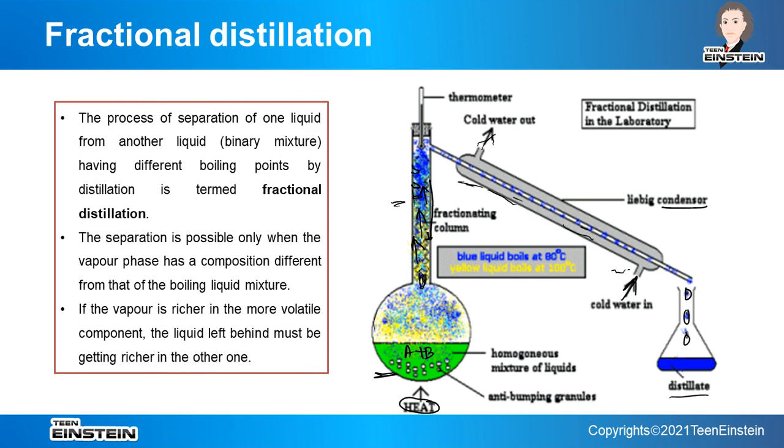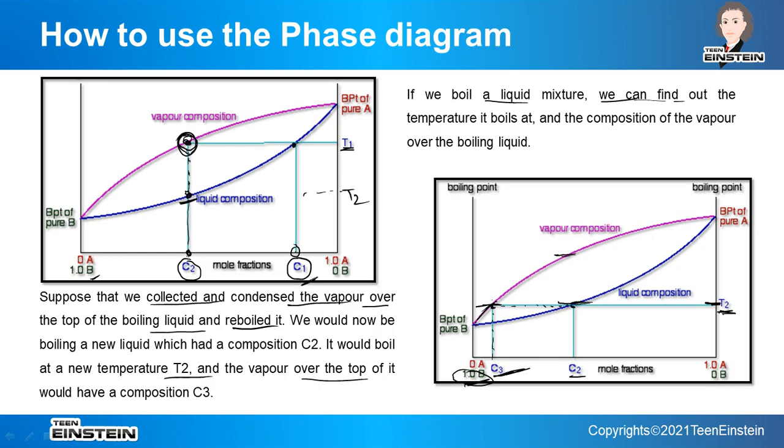The process of separation of one liquid from another, that means a binary mixture, having different boiling points, A and B having different boiling points, by distillation is known as fractional distillation. This distillation is possible only when the vapor phase has a composition different from that of the boiling liquid mixture. Remember in the previous graph, at this point T2, or you can also consider T1, this point is the boiling liquid point, and this is the point on the vapor line. Both have different compositions, and the difference is so high. Here the composition is C2, here C1. In the liquid state the amount of A is high, in the vapor state the amount of B is high. So this condition must be fulfilled.